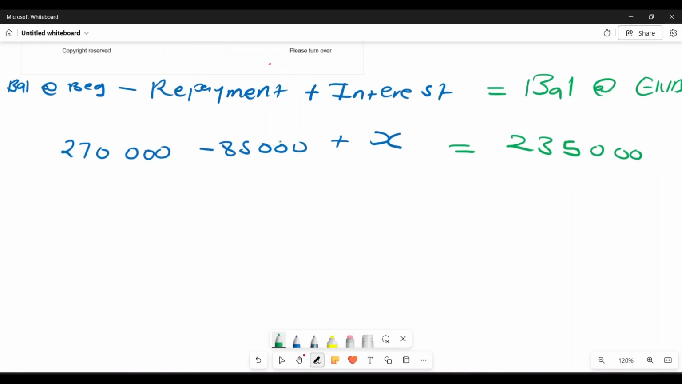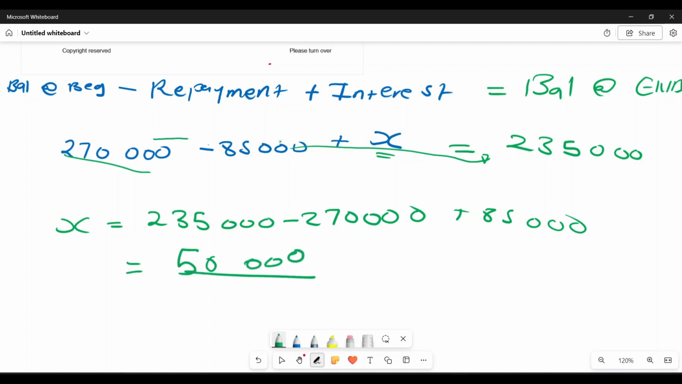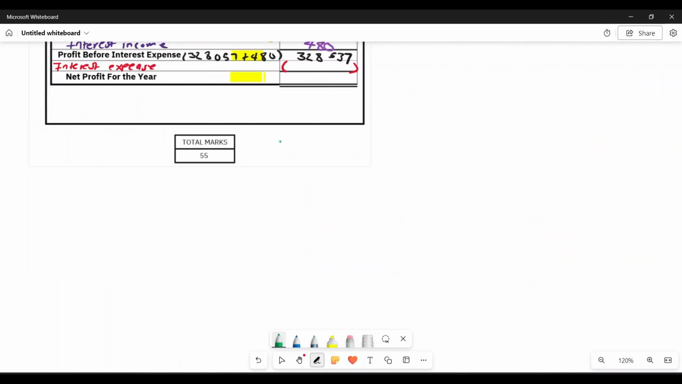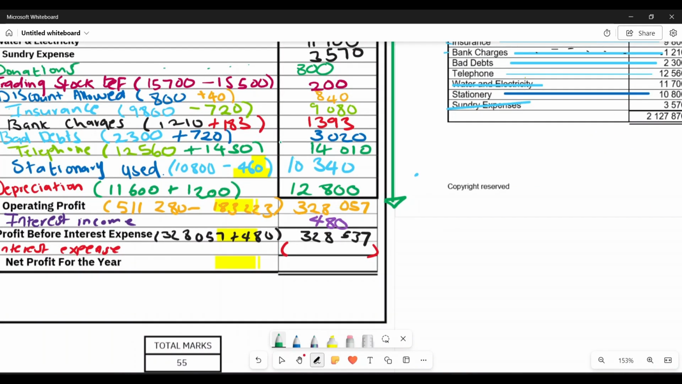Now, to calculate our interest, I'm just going to take the values to the other side. So on this side I would be left with X, equal to 235,000, minus 270,000, taking it to the other side, and plus 85,000, which becomes positive when I take it to the other side. And punching this into a calculator, you would get your interest expense for the year. So let me add that. Your interest should be equal to 50,000. Now, this would be your interest expense, which you need to always subtract. So our interest expense is 50,000.